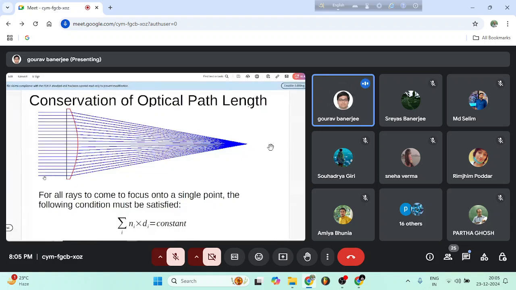Well, let's talk about the ray that is at the bottom here. You see that this ray is traveling, clearly, a longer distance in air. So how is this path length equal to the path length of the ray that is traveling at the center of the axis? Well, what we also see is that this ray is traveling a much shorter distance within the lens, where the refractive index is higher, and the ray at the center is traveling a much longer distance within glass, where the refractive index is higher.